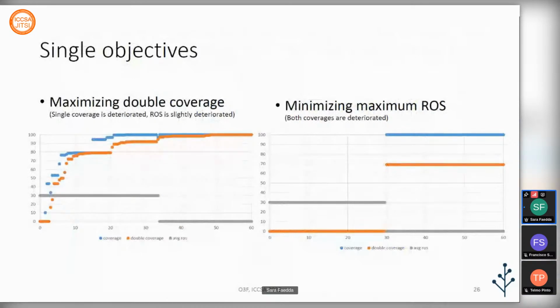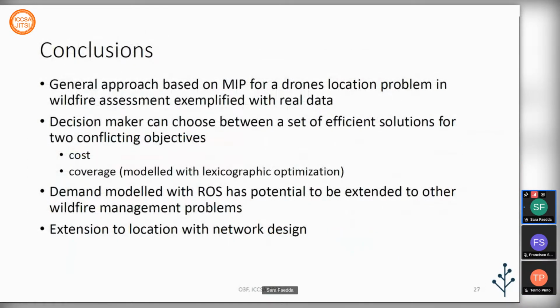These are again some solutions, and jumping to the conclusions, although we apply this on a small case study, the idea is that this is a general approach based on mixed integer programming for location problems. Our idea is to focus more on wildfire problems. Here we just use the fire rate of spread. And we are really interested in the next extension, which is combining location and network design. We already have some stuff, but not yet as good as we would like. Thank you.